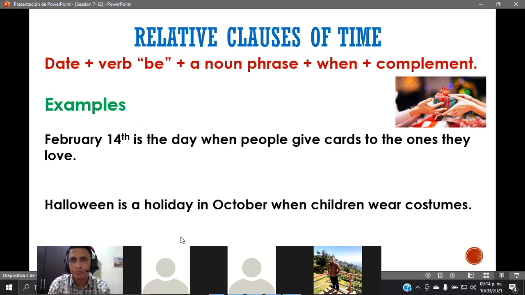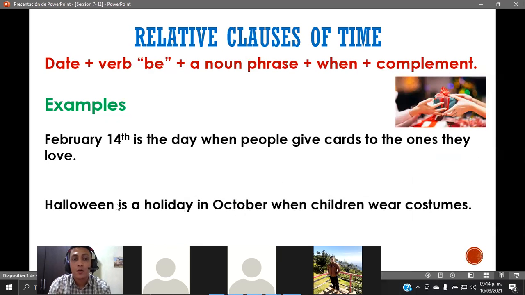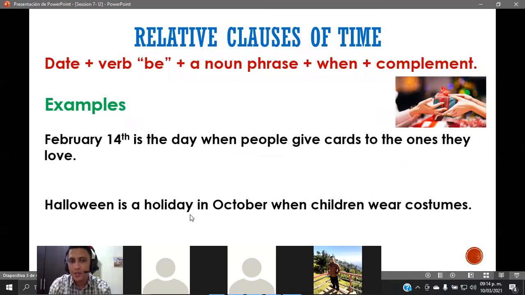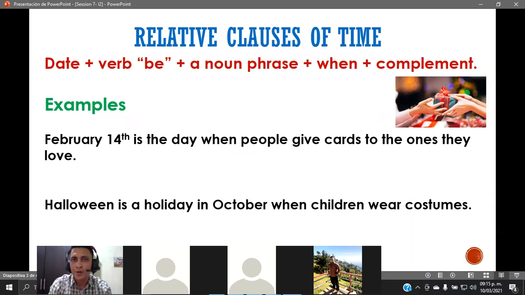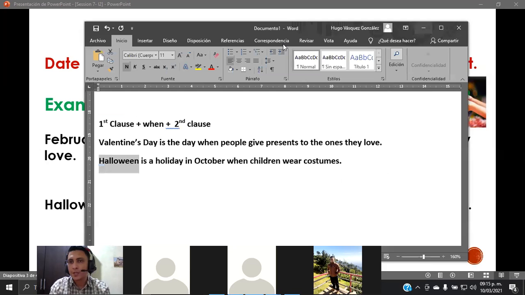Another example, it could be like Halloween, it's a holiday in October, and children wear costumes. Again, the date is Halloween. The verb be is. Then we have the noun phrase. The noun phrase is a holiday in October. Holiday in October, that is a compound noun. Then we have when, the connector. At the end, we have another clause, another idea, or another sentence: children wear costumes. So in this case, the complement is a relative clause of time.